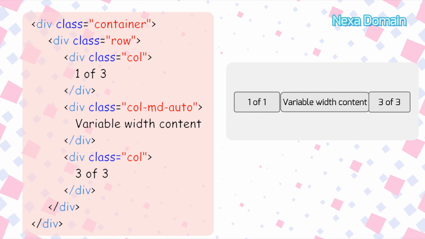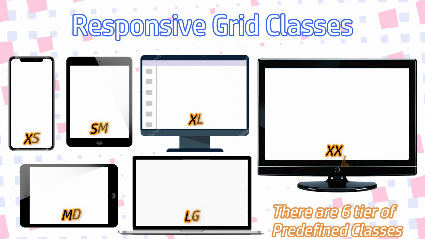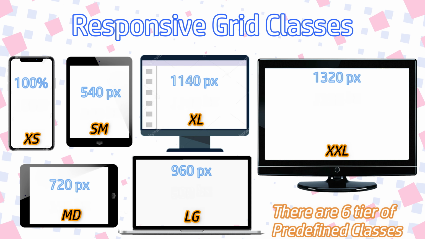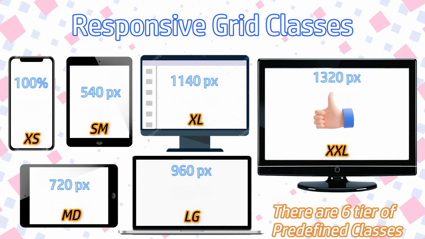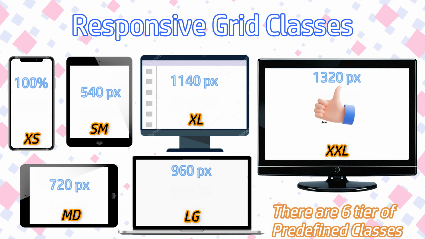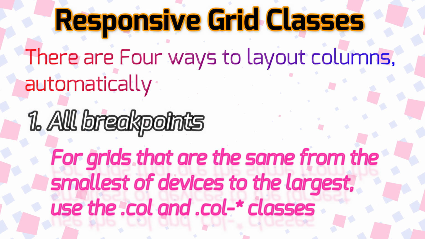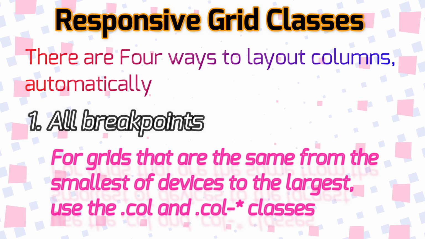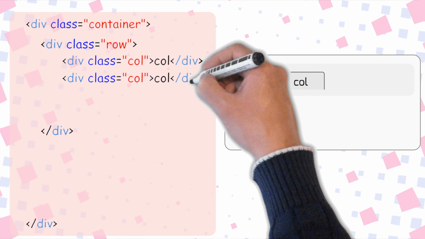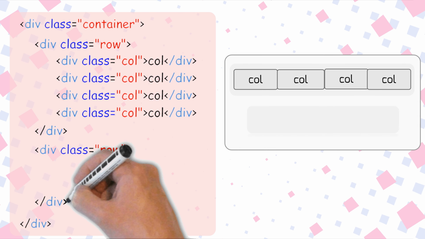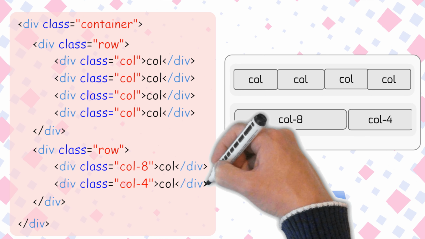Now let's move to responsive classes. Bootstrap grid includes tiers of predefined classes for building complex responsive layouts. You can customize the size of columns on extra small, medium, large or extra large devices as you see fit. There are 4 ways to use responsive classes. First, all breakpoints. For grid columns from the smallest to largest devices, use col and col-breakpoint classes. Specify a number class when you need a particular size column, otherwise feel free to skip the number.